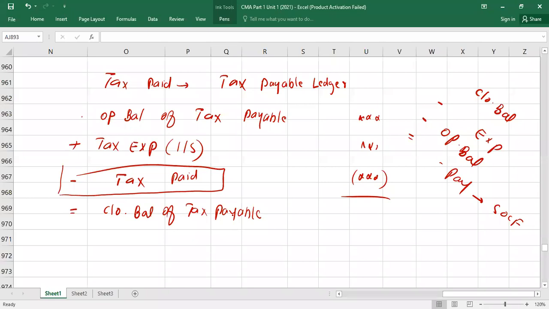I will reverse this equation now. Closing balance minus tax expense minus opening balance of tax is equal to what? Tax paid, which I will take to the statement of cash flows. Done? Understood?